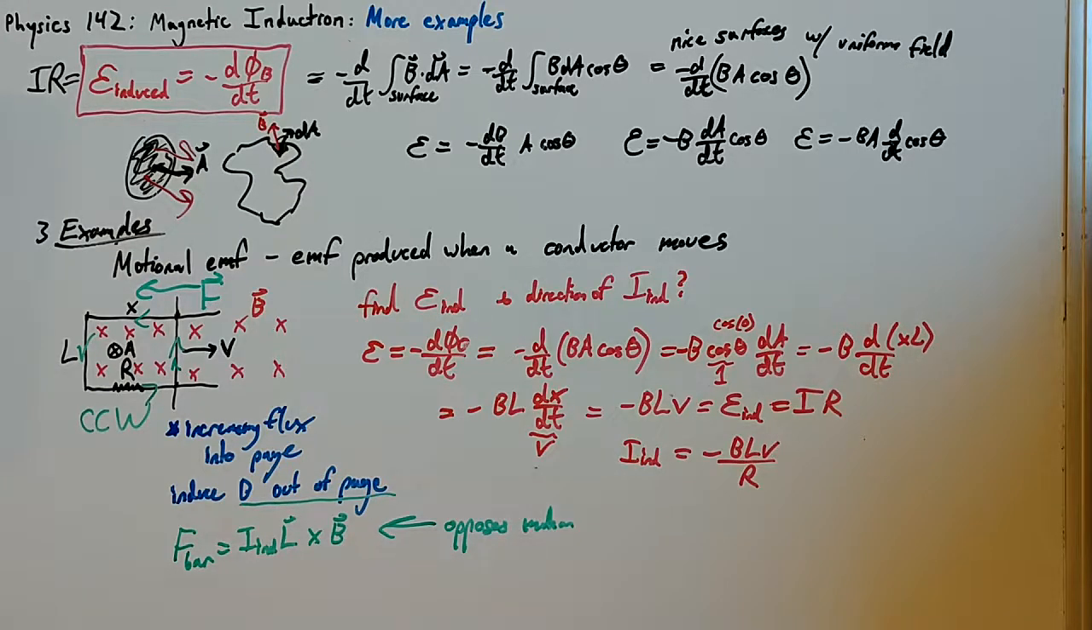So, all right, there you have it. Hopefully those are some helpful examples of how we can calculate the induced EMF and the induced current from changing the flux going through some sort of circuit loop.